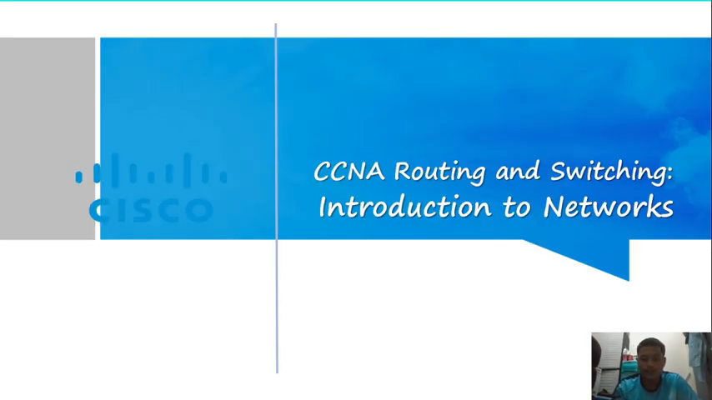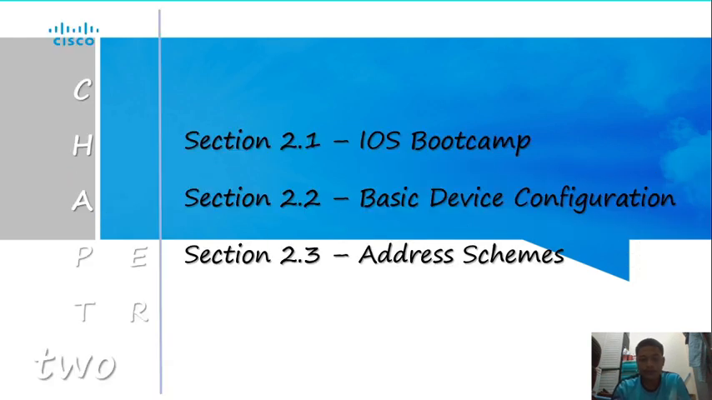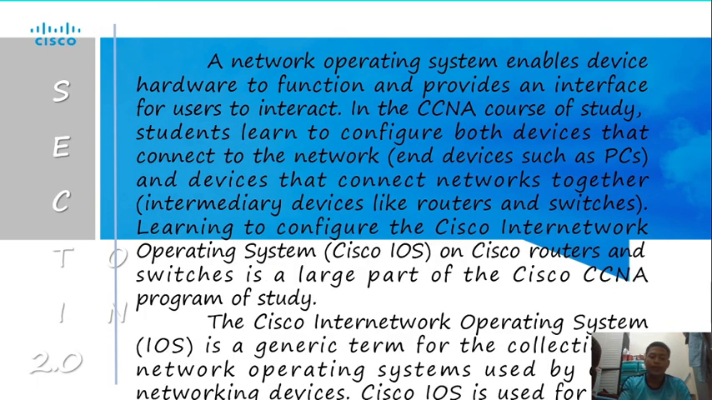Networking Academy. CCNA Routing and Switching, Introduction to Network. Chapter 2 is Configure a Network Operating System. The first topic is 2.1 IOS Bootcamp, the second is 2.2 Basic Device Configuration, and the third is 2.3 Address Scheme. A network operating system enables device hardware to function and provides an interface for the user to interact.